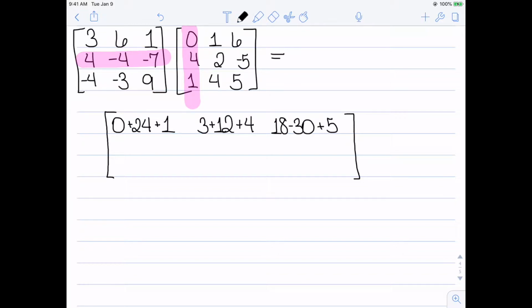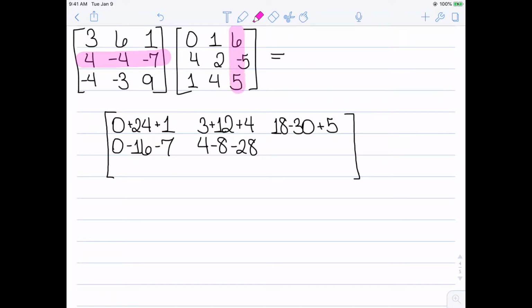4 times 0 is 0. -4 times 4 is -16. -7 times 1 is -7. I now have my second row, second column. 4 times 1 is 4. -4 times 2 is -8. And -7 times 4 is -28.